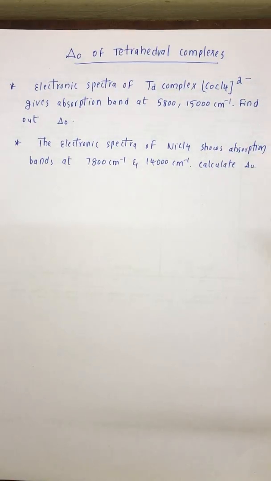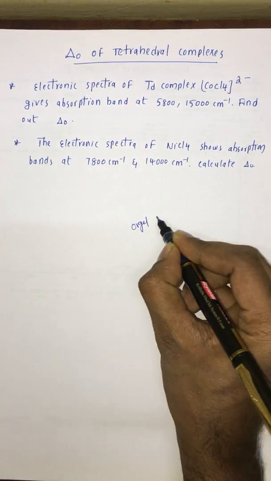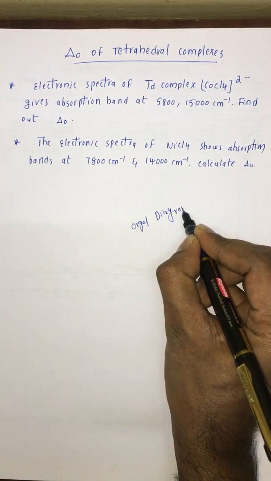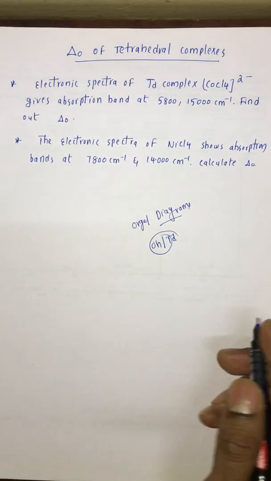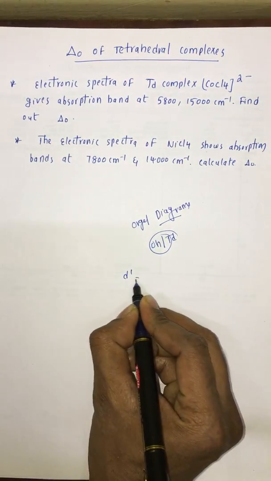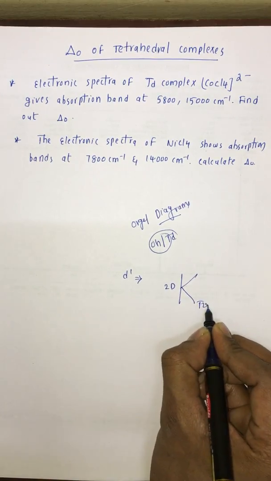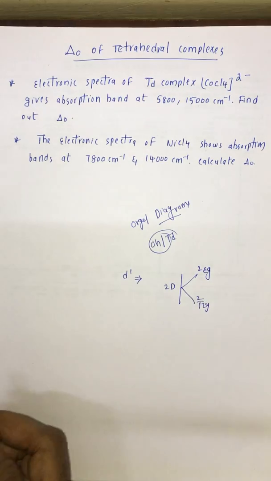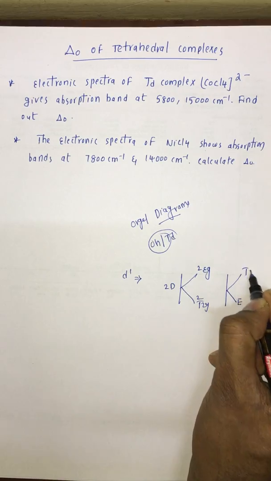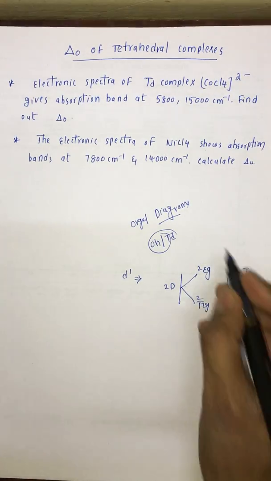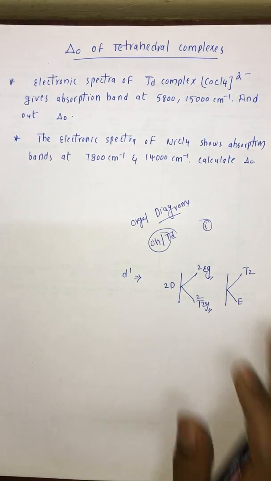So before going into these problems, we have to know about the Orgel diagrams. Orgel diagrams are different for octahedral complexes and tetrahedral complexes. When we have a d1 configuration, the Orgel diagram will be this: 2D, we have a T2g to 2Eg. Whereas for tetrahedral complexes, this will become E and T2. Tetrahedral complexes do not have a center of inversion, so because of that we remove this g. We just take this one.